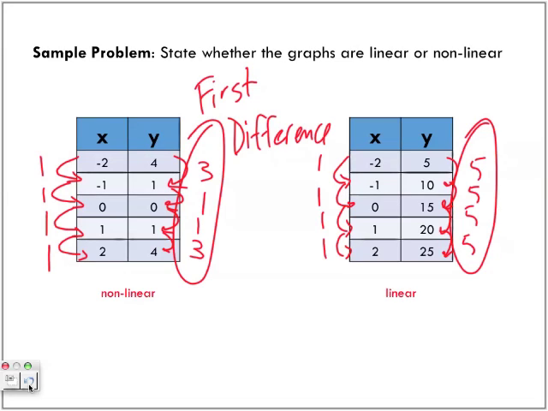Now, what if I decided to expand this question and threw in one more point, 3 and 40? This would now be non-linear because of that one. Don't be fooled just because you're seeing 5 and 5. There's that difference here from 25 to 40, which is 15. The minute we have one difference out of place that's not the same, all of a sudden this is considered non-linear.